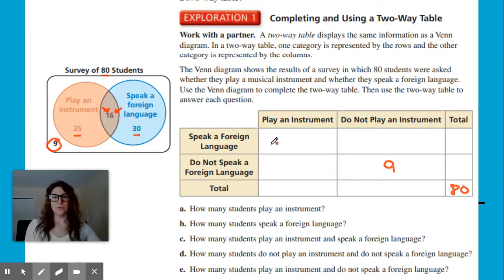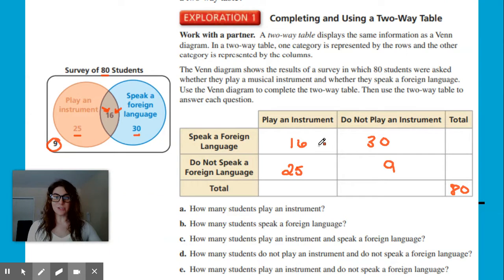Those who play an instrument but do not speak a foreign language would be the 25. They're in their own little part of the bubble over here. So they do play an instrument, but they do not speak a foreign language. That's 25 right there. Then we have those who speak a foreign language but do not play an instrument. So there's 30 of them over here. And we have 16 who do both. They play an instrument and they speak a foreign language. So we're able to fill in our whole two-way table.